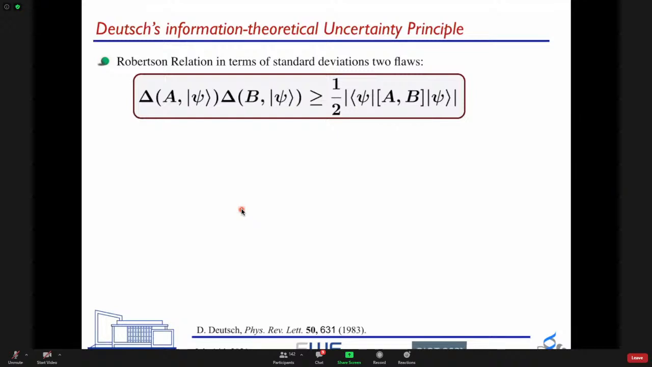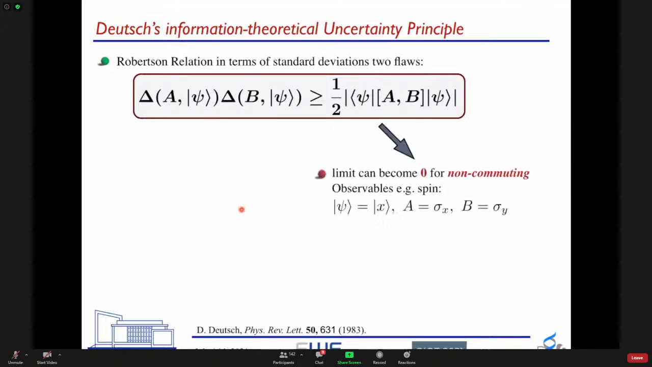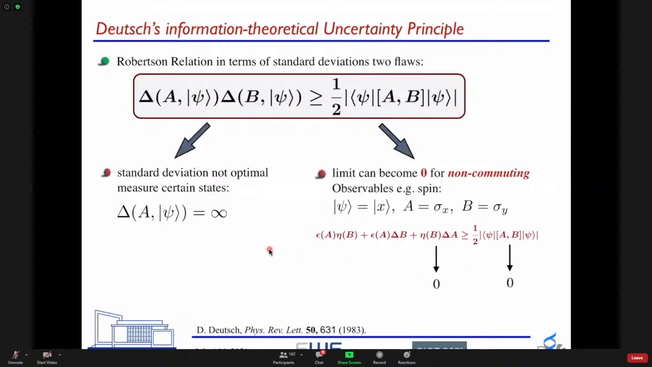Well, the well-known Robertson relation has at least two flaws. First, it can become zero even for non-commuting observables. This is due to the state dependency of the right side of the preparation uncertainty relation, as we see also here. And the second problem is that standard deviations are not always the optimal measure for certain states. I will not discuss this too much in detail, but there are several counterexamples that show that the left side of this equation can go up to infinity.